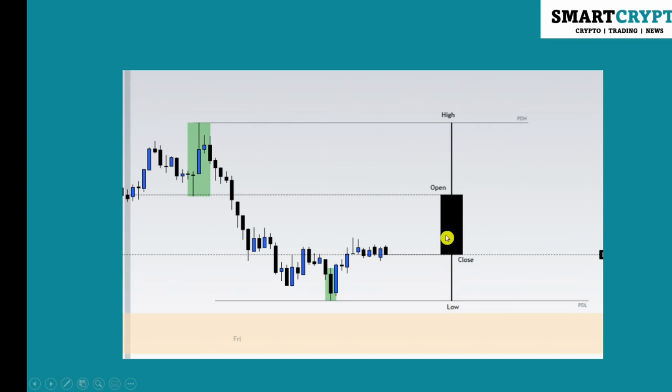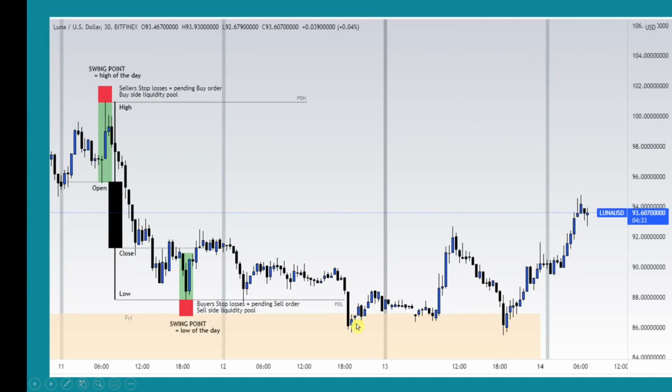The big black candle shows the corresponding daily range with high, open, close and low. The body of the candle contains the bulk of the volume and possibly indicates the direction of the market until a key level has been reached.